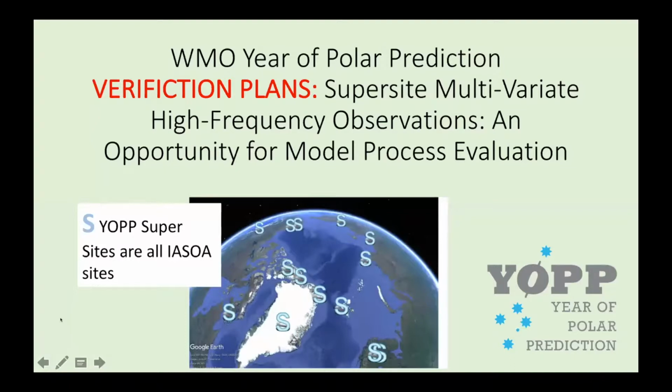This WMO Year of Polar Prediction has, as they often do, many science plans and implementation plans and sub-documents. I was reading through the verification plan, and in there they say they are going to do supersite, multivariate, high frequency observations, and they're going to use these as an opportunity for model process evaluation. If you look at the official YOPP web pages, they've got a projection of the Northern Hemisphere, with S's where all the IASOA super sites are, with the addition of two sites in Canada, Whitehorse and Iqaluit, which have actually asked to join the IASOA consortium. So we're going to have a full sweep in IASOA of all the YOPP super sites. Next slide.